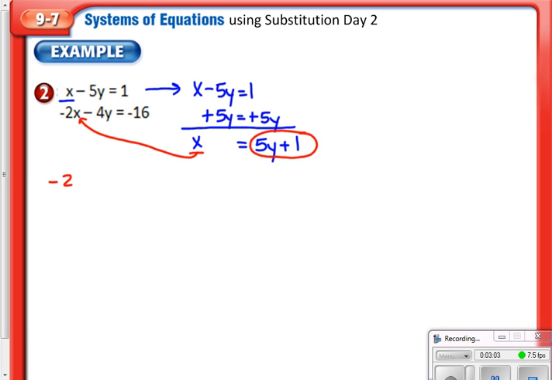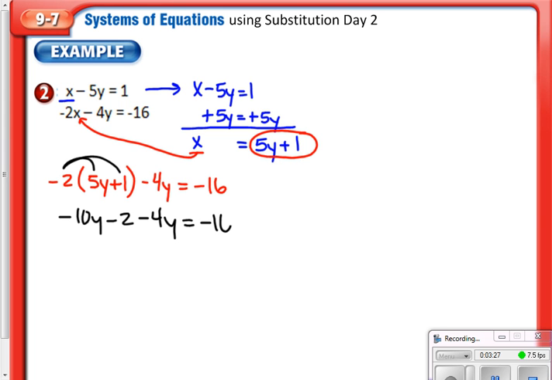So we have negative 2 parenthesis 5y plus 1, no longer using x, minus, carrying out the rest of the equation, 4y equals negative 16. What you've done is eliminate a variable, so now in this problem we're solving for y. Distribute: we have negative 10y, negative 2, minus 4y equals negative 16.